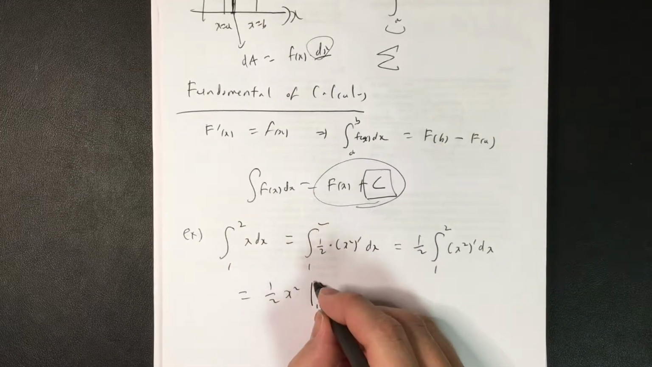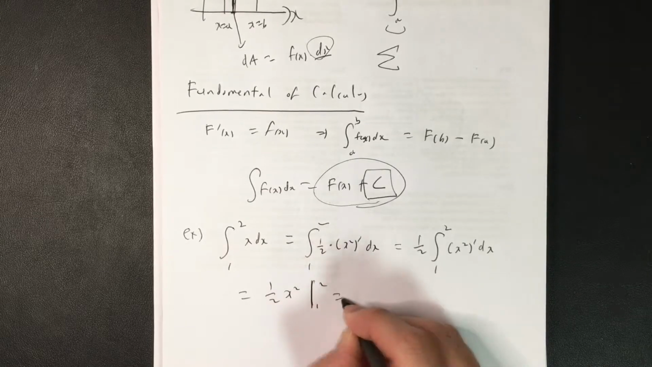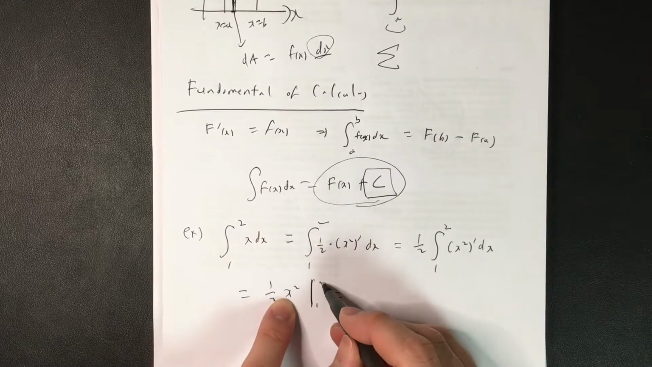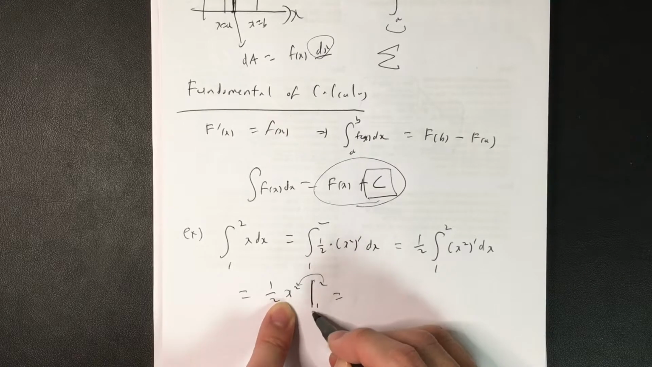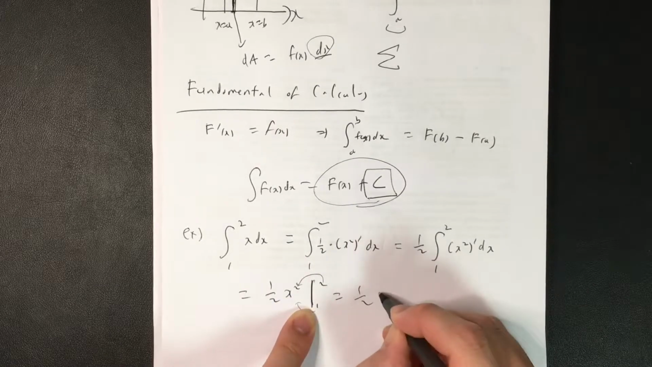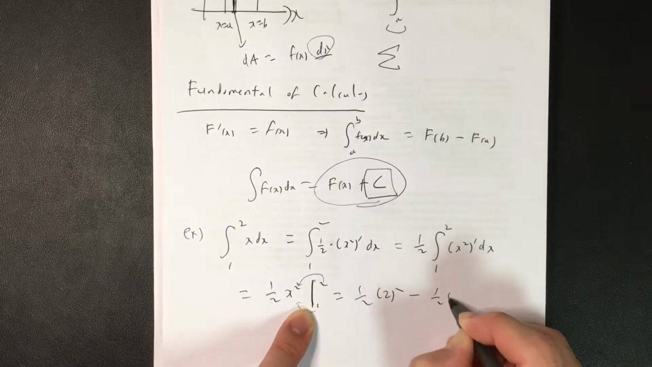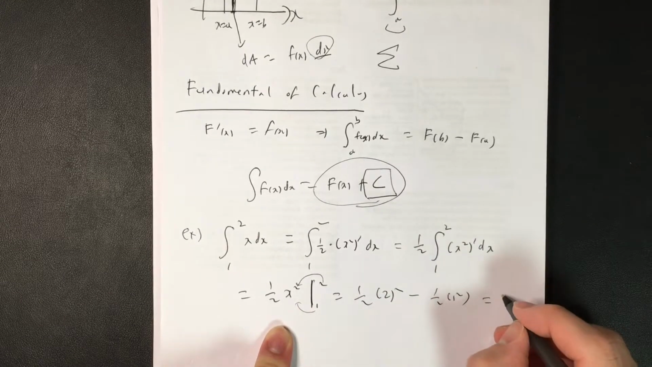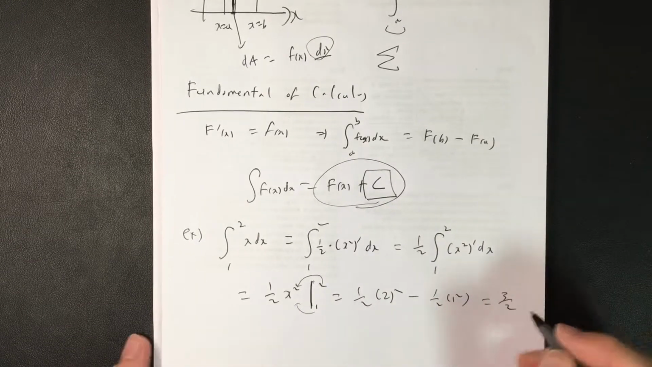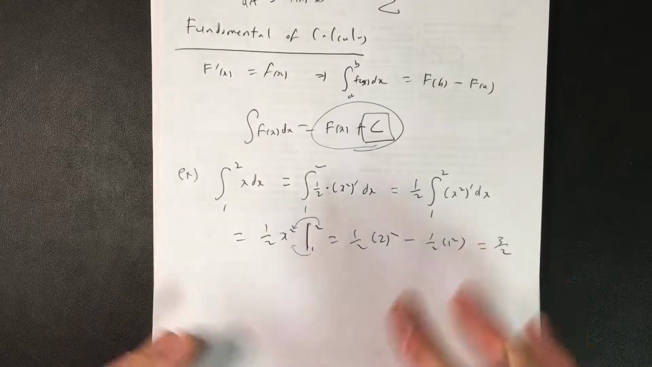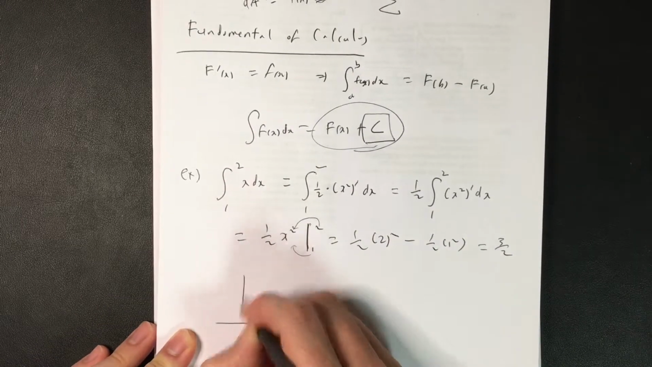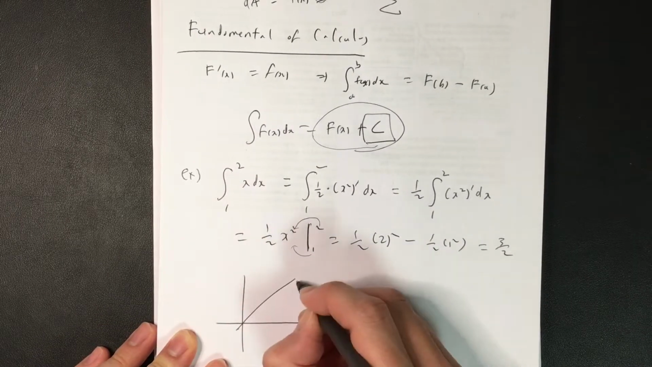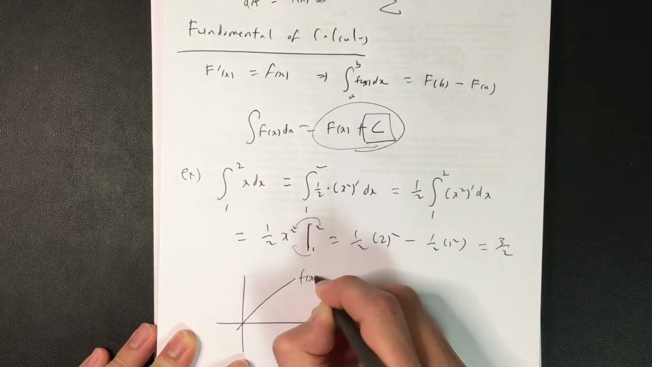And using the fundamental theorem of calculus, this becomes 1/2 x squared from 1 to 2. Now this denotation of a line means you put this value at the top and subtract it with the value at the bottom, in which it will be 1/2 times 2 squared minus 1/2 times 1 squared, which is 3/2.